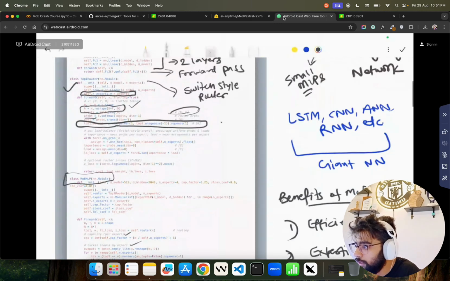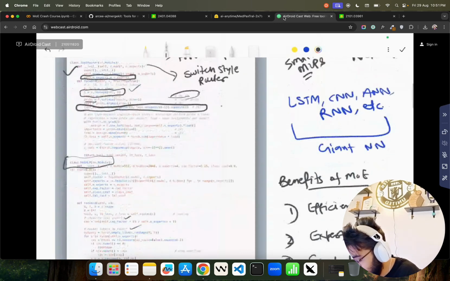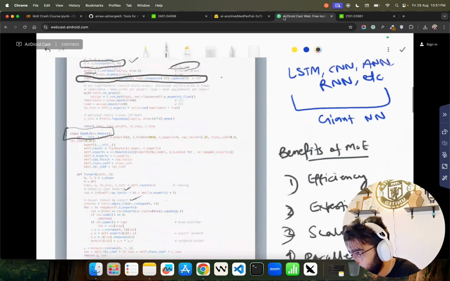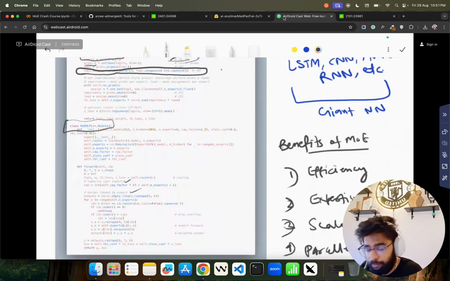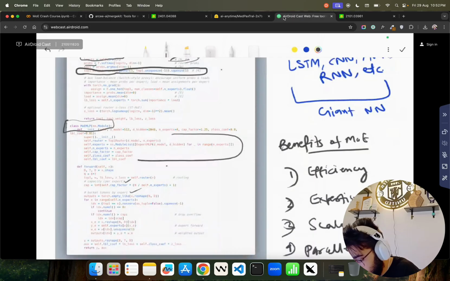So far, we're going to go into the code and understand that. But before that, I'd like to explain the MoE MLP, which is important. It basically builds the router. This part that you see here basically builds your router.